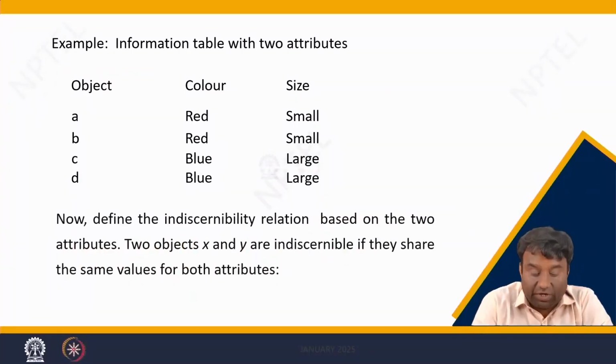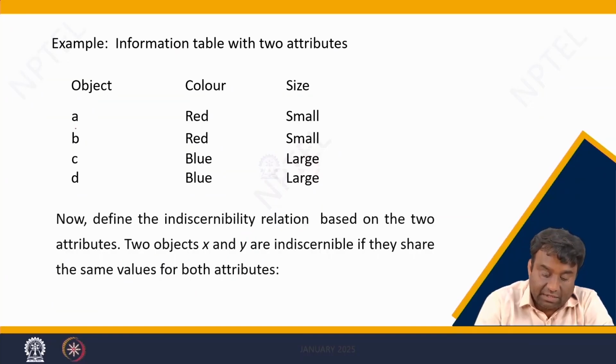Let's try to understand one more example. Here is an information table with two attributes for objects A, B, C, D. Color: A is red, B is red, C is blue, D is blue. Size: A is small, B is small, C is large and D is also large. Now define the indiscernibility relation based on the two attributes: two objects X and Y are indiscernible if they share the same values of both attributes.